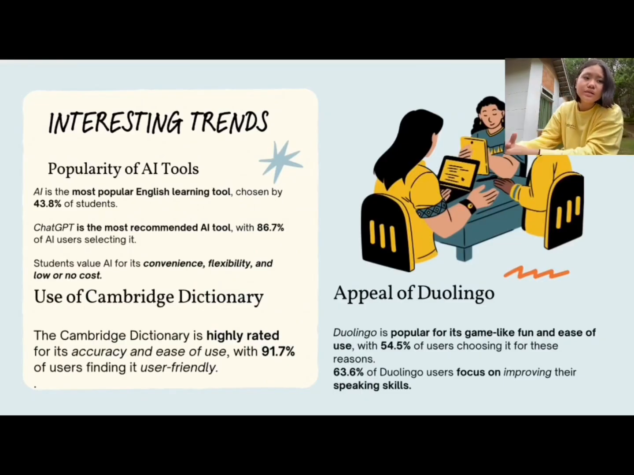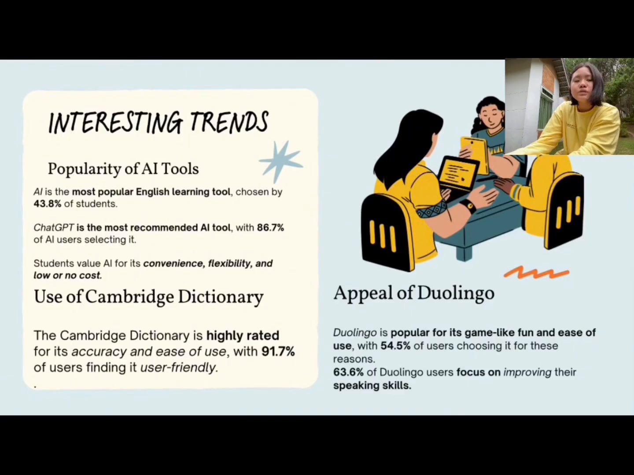So the last one is interesting trends. Popularity of AI tool. AI is the most popular English learning tool, chosen by 43.8% of students. ChatGPT is the most recommended AI tool, with 86.7% of AI users selecting it. And students value AI for its convenience, flexibility, and low or no cost.